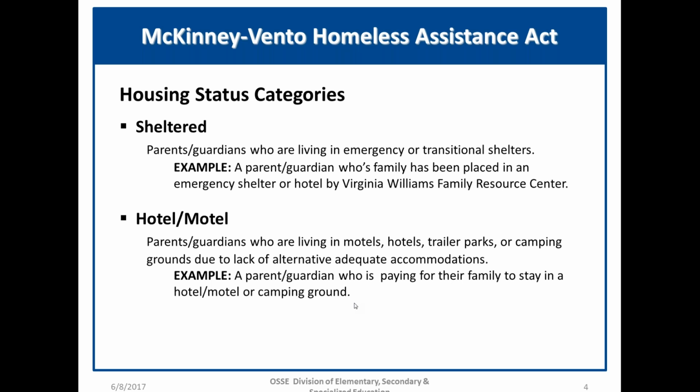If families are identified as living in a sheltered living situation, that's typically when parents or guardians are living in emergency or transitional shelters. This could be that the families have been placed in an emergency shelter or in one of the hotels by Virginia Williams Family Resource Center. That could be in DC, that could also be in Maryland. And as many of you are well aware, there's still families currently residing in Maryland hotels.